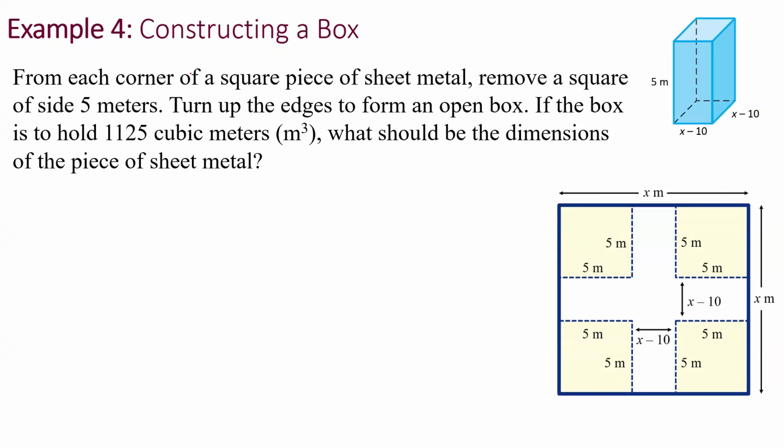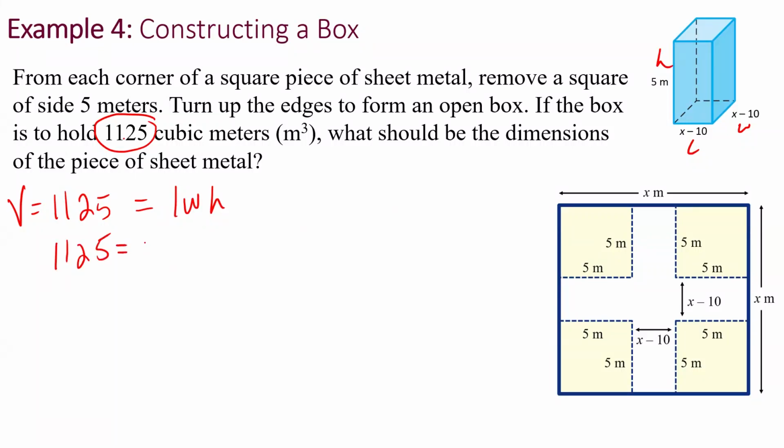So we're going to take what we know and we're working backwards. We know that our outcome is 1,125, and that's our volume, correct? What is the formula for volume of a rectangular prism? Length times width times height. We have our length, we have our width, and we have our height. So we plug in what we know. We know that 1,125 equals x minus 10 times x minus 10 times 5.